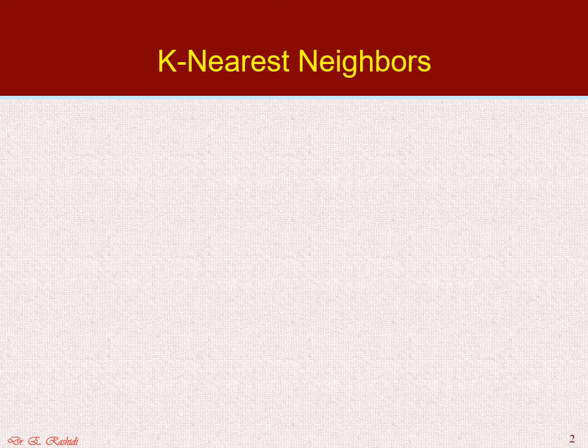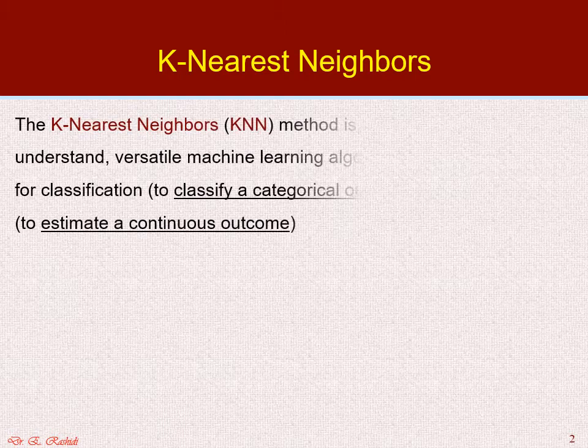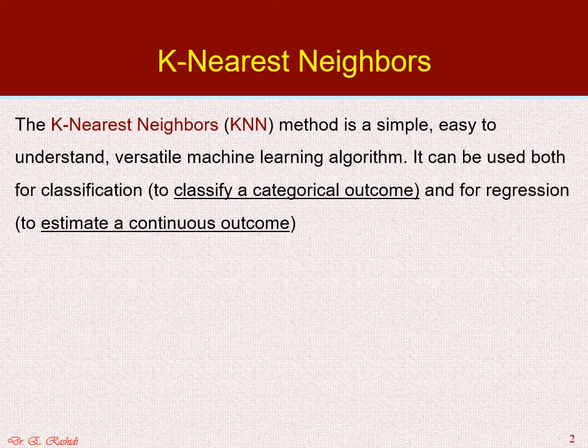K nearest neighbors, or KNN, is an example of a supervised machine learning algorithm. KNN is a simple, easy to understand, versatile machine learning algorithm. It can be used both for classification, to classify a categorical outcome, and also for regression, to estimate a continuous variable or outcome.